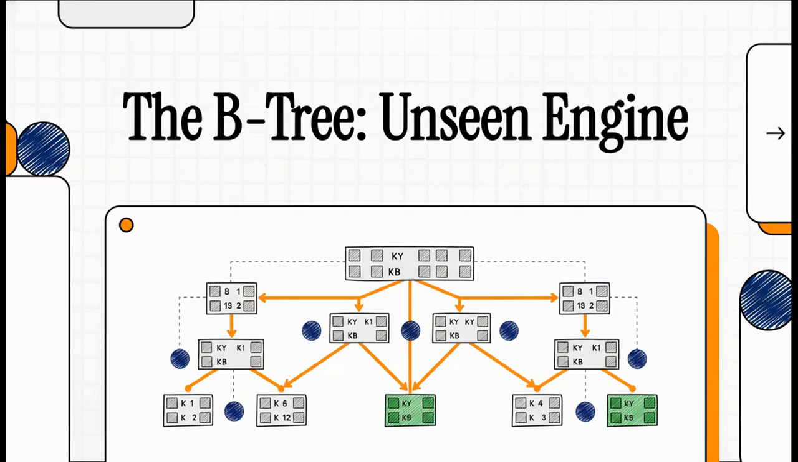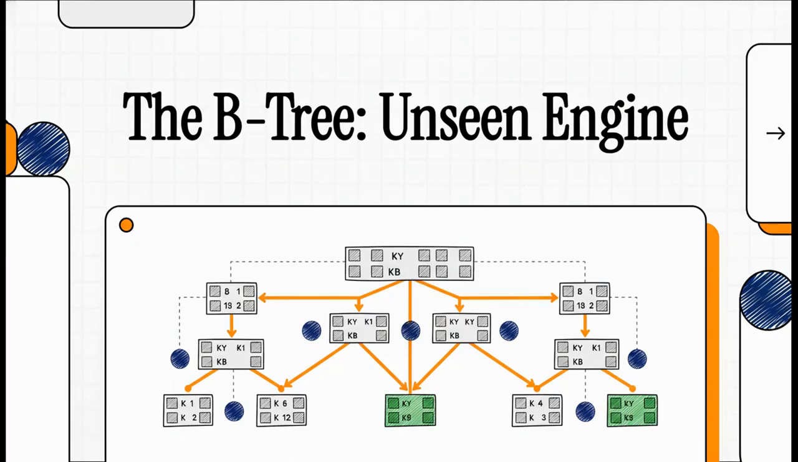Welcome to Algorush. Think about the last time you searched for a photo on your phone or looked up a contact in your address book. It was basically instant, right? So how does a system sift through maybe millions or even billions of items to find the one you want in just a blink of an eye? Well, the answer is this really elegant and powerful data structure, the B tree.